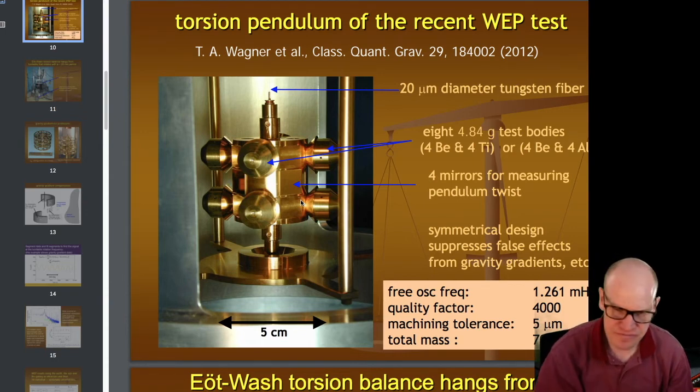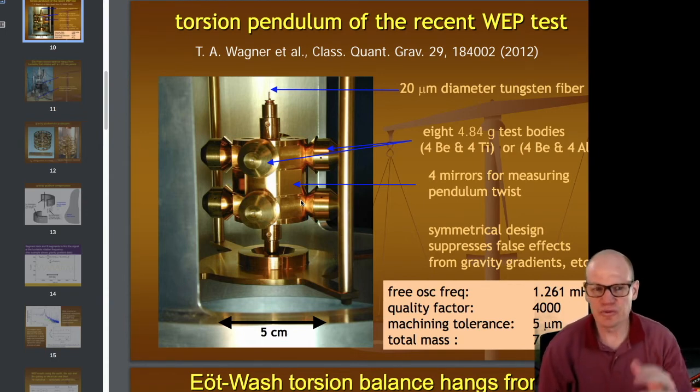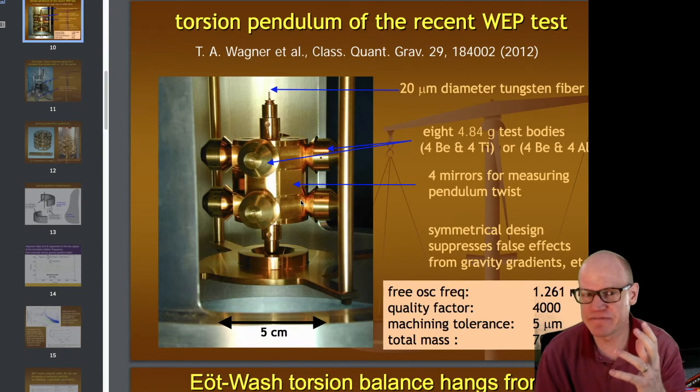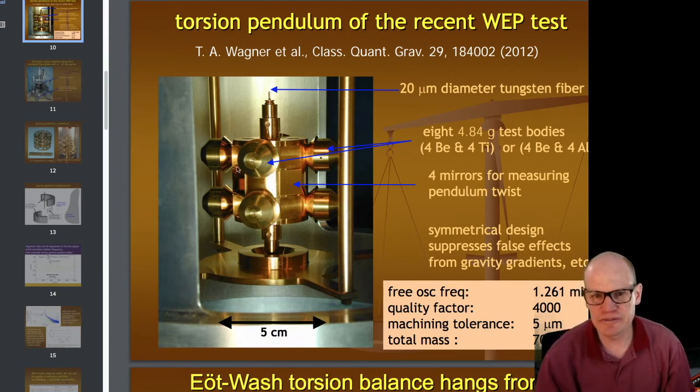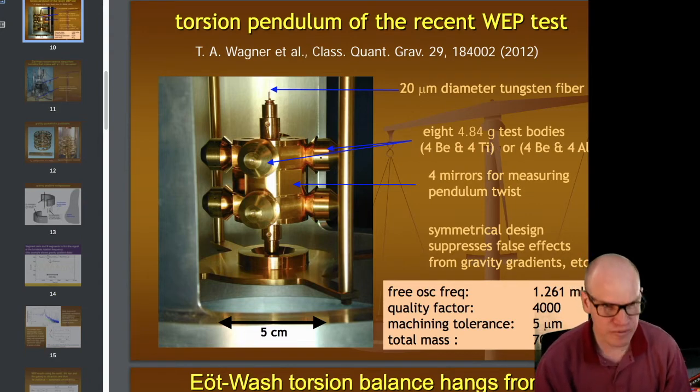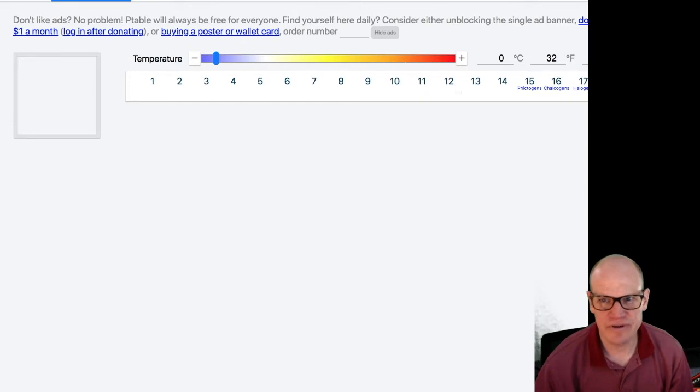a different substance. And in particular, you want it to be made out of a substance that has a very different number of protons and neutrons in it. And so beryllium and titanium are very, very different. If we look at the periodic table, ptable.com. So beryllium is what, number 7 in the periodic table, and titanium is number something or other.